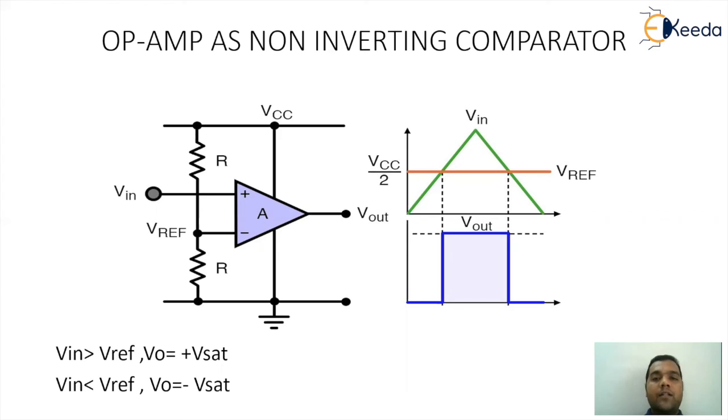So this is all about the operational amplifier as an open loop comparator.